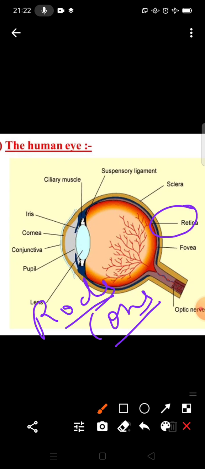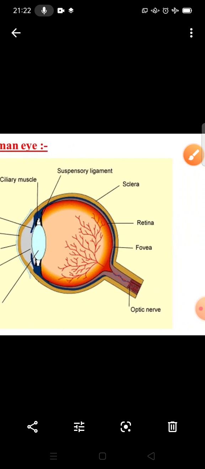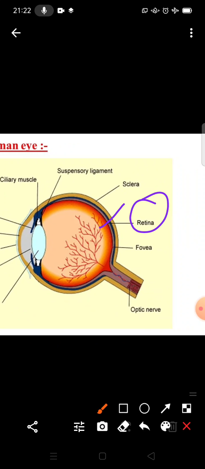Rods detect the intensity of light while cones detect the color. There are many animals that have only rods, no cones, in their retina. Therefore they see the world in black and white. You can take the example of the cow. Now there is another nerve present at the back. The retina detects the light and sends the signal to the brain through this optic nerve.